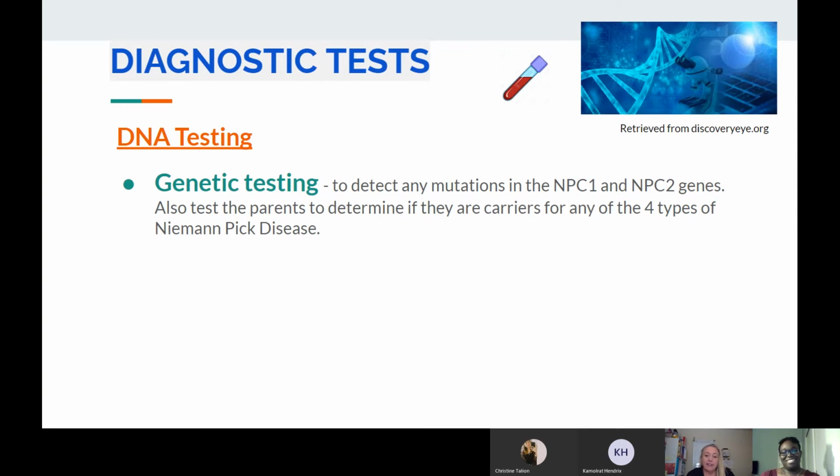So what we do on that is, as I said before, we can do the amniocentesis to check for the mutations in the NPC1 and NPC2 genes. Also, we'd like to test the parents to determine if they're carriers for any of the 4 types of Niemann-Pick disease.